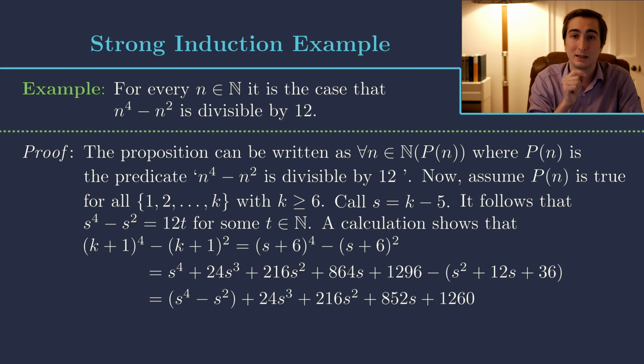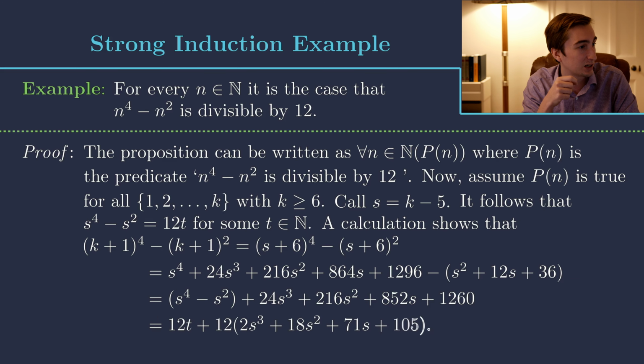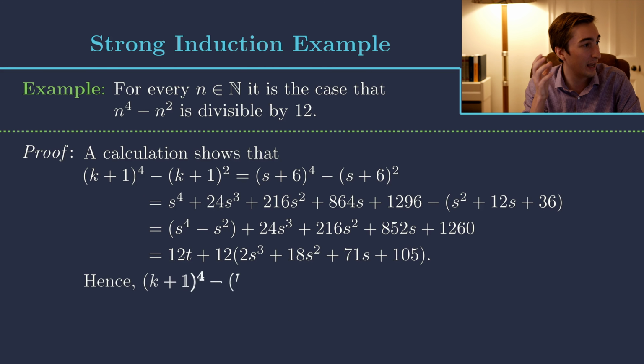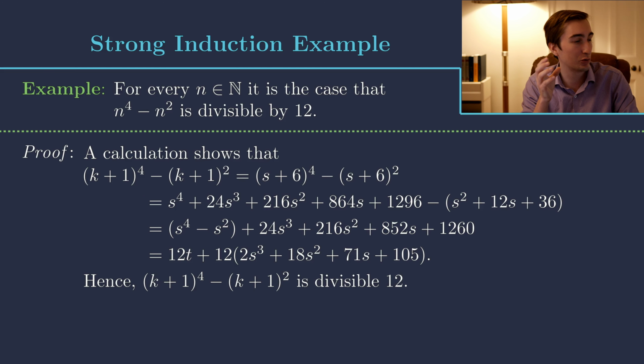In other words, we can write that as 12t, like above, and we can factor out a factor of 12 on all the other pieces. So what have we shown here? We've shown that we can factor out 12 from that expression, and therefore this thing is divisible by 12. In other words, P of k plus 1 is divisible by 12.